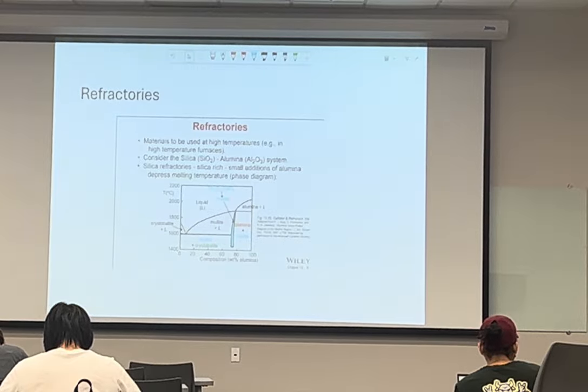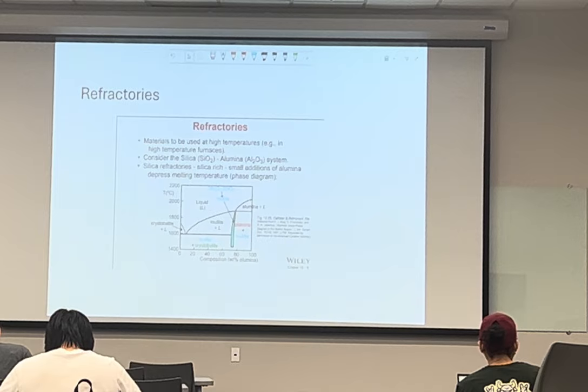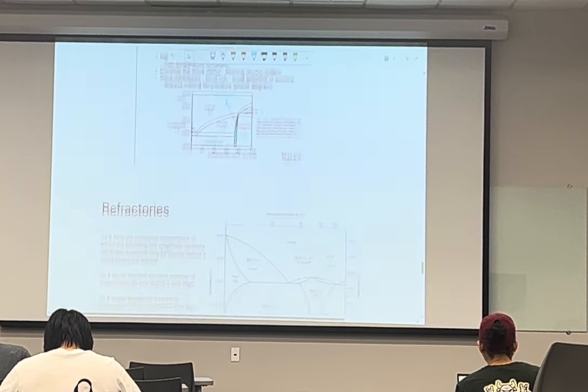So here in this chart, is there anything to mention? They mentioned the material types of refractories, and they also mentioned the phase diagram for these refractory materials. For your homework questions, that's basically what they're asking you for.